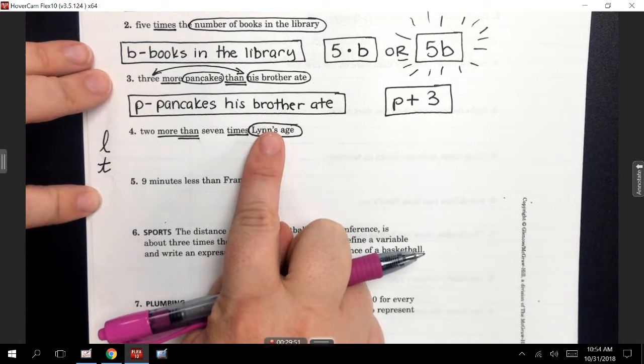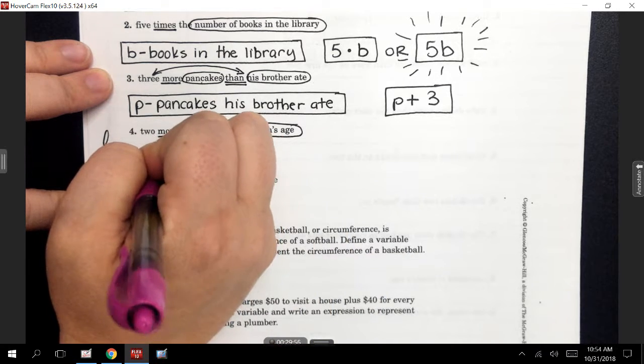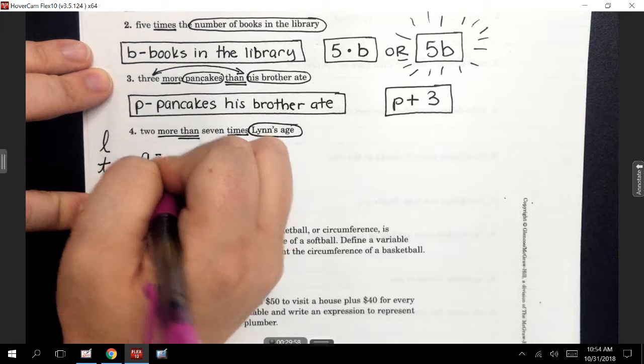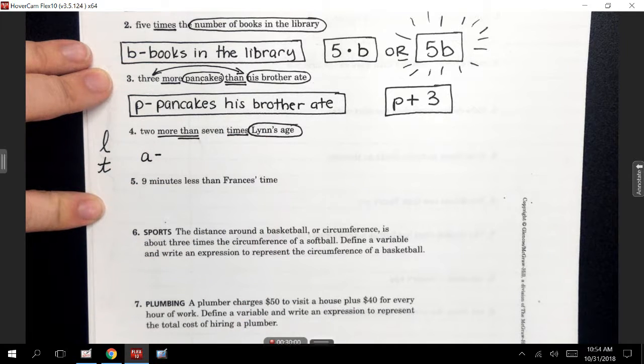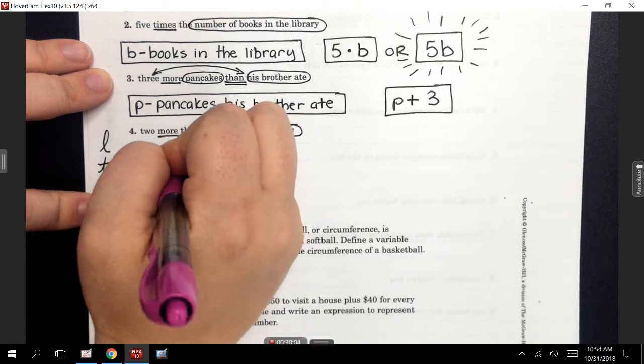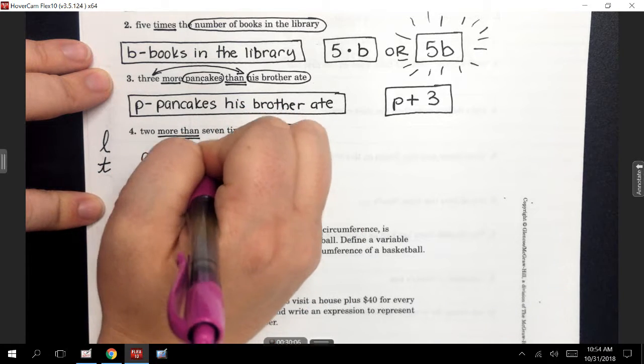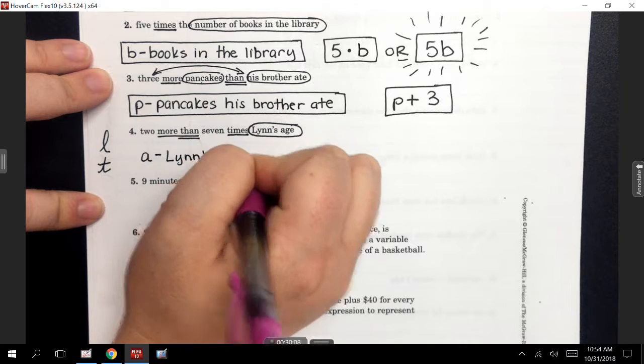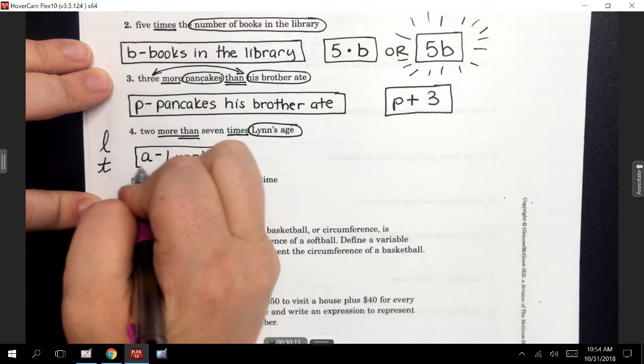I don't have to use an L. What else could I use? A, because we're talking about her age. So, if you're like, I just don't like those cursive letters, okay, use a different letter. Not a big deal. Lynn's age, we're going to use A, and that means Lynn's age. Okay, so there's my variable.